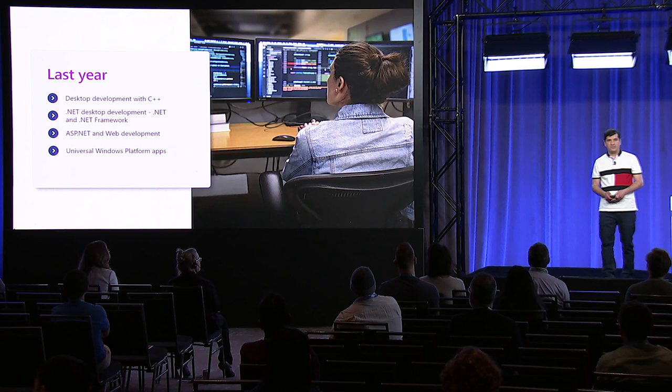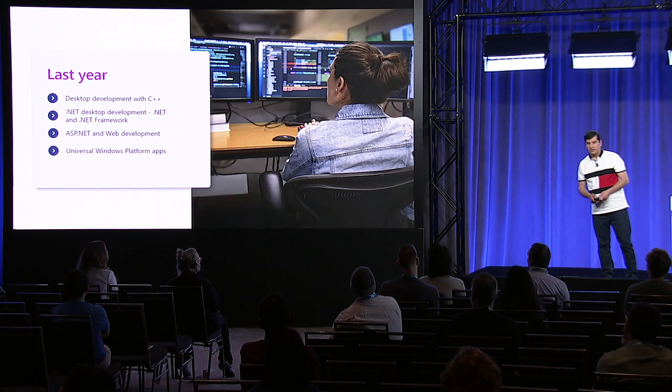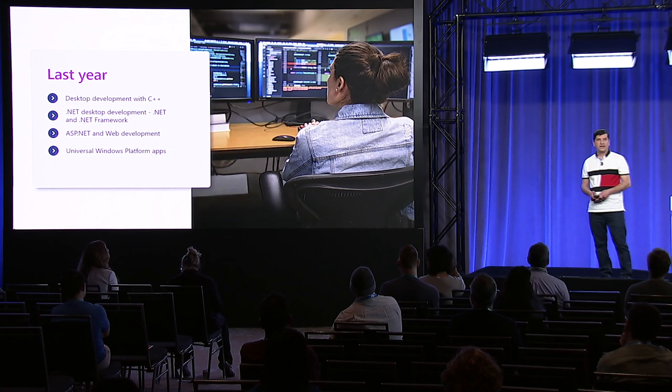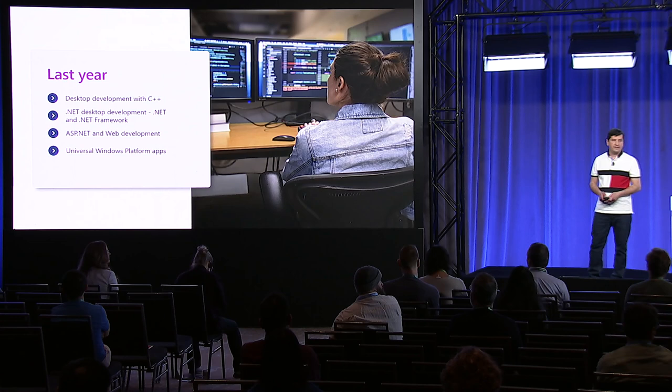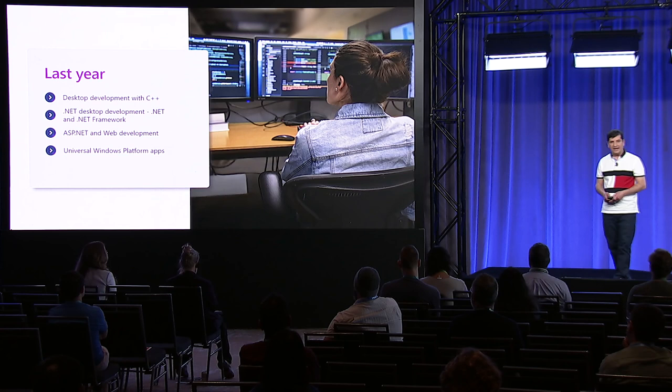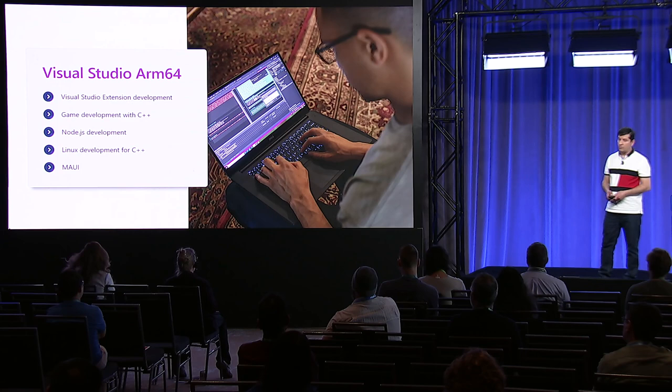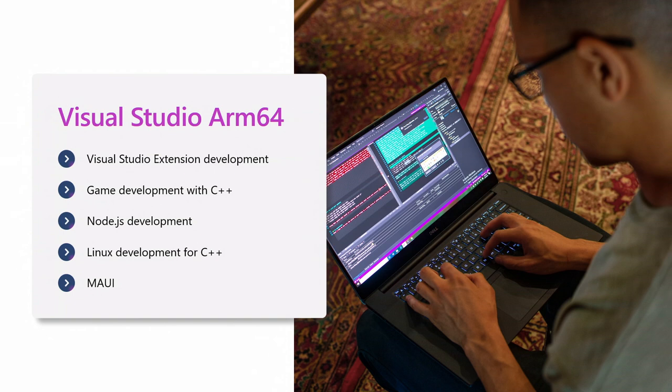Last November, we shipped Visual Studio 2022 for ARM64. This shipped with some of the workloads used most frequently, including desktop development with C++, .NET Desktop, both modern .NET and .NET Framework, ASP.NET and web apps, and UWP apps. Since then, we have shipped more workloads so you can do even more with VS. This includes Visual Studio extensions, game development C++, Node development. Finally, we just shipped Linux C++ development with 17.7.